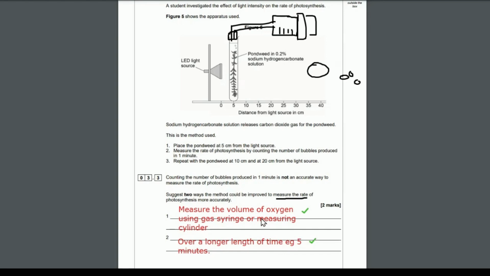Maybe you only counted 10 bubbles and you've made a mistake by counting an extra bubble. That's a 10% error, 1/10, right? But if you counted for 5 minutes and you counted 50 bubbles and you've miscounted by one bubble, that's 1/50. It's a much smaller error. So it's always more accurate to use larger volumes of stuff that you're measuring, or larger lengths or longer times. So always think bigger to increase accuracy. Right, enough waffle. Let's move on.